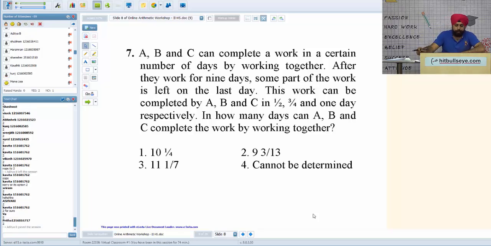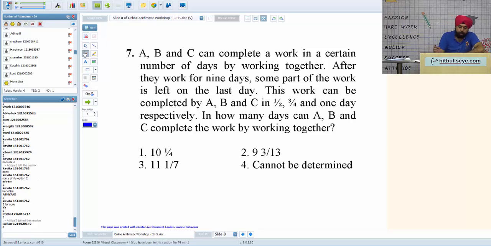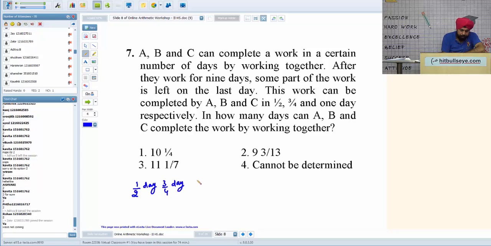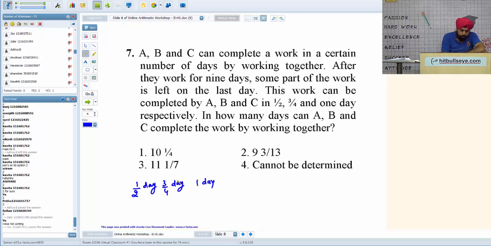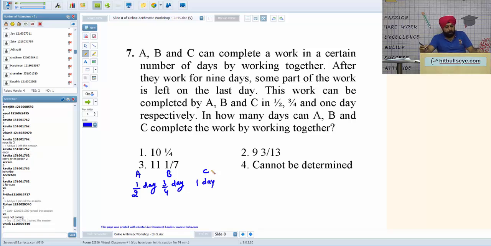Students, don't get carried away by the figures that he is using over here, because that is the thing which will make you commit a mistake. See, they all have worked for 9 days. Now the remaining work can be done by A in half a day, B in 3 by 4 of a day, and by C in 1 day. So what is the question basically for you, students? For you, the question is that if a work A can do in half a day, B can do in 3/4 of a day, and C can do in 1 day, they can finish it in how much time? Mind it, 9 days have already gone.